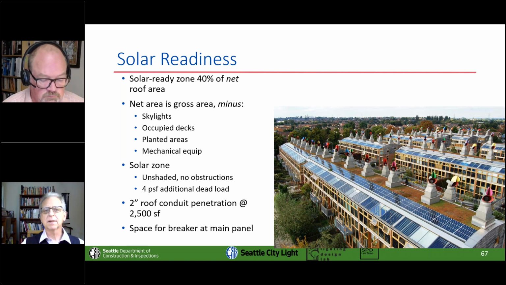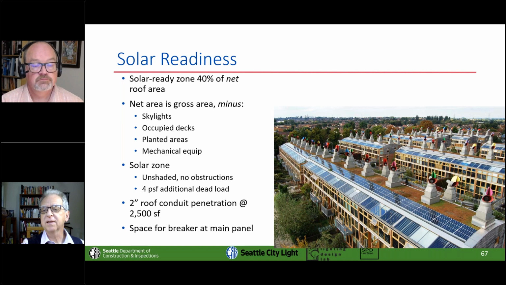net roof area be set up so that it's solar ready. I don't know why you wouldn't do all of the net roof area, but that net area is basically the gross roof minus the skylights and the decks and the plantings and the equipment up there. And just remember, you've got to have it set up so that you can have big continuous sections. You can break them periodically if you need some vents to come through. Every 2,500 square feet, you'd have a 2-inch conduit poking through the roof and properly flashed and everything, so they can easily link down through.